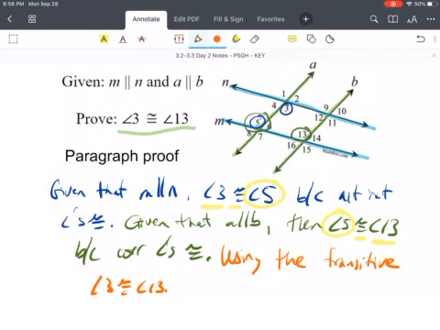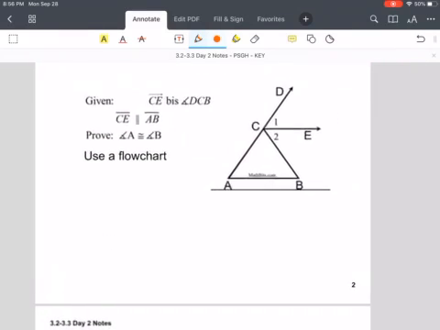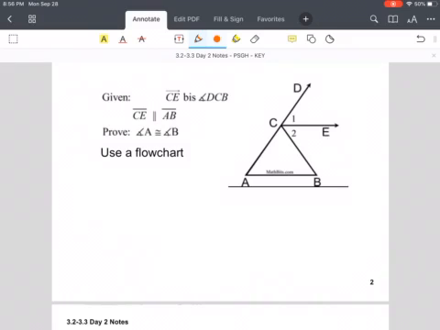Now you could have done different angles because there's 16 different angles here, but this is using these pairs of angles as one of the shortest ways to do this proof. One more proof here. This one we're going to do as a flowchart. Start off with our first given here.